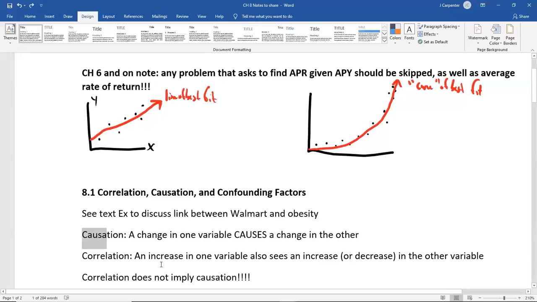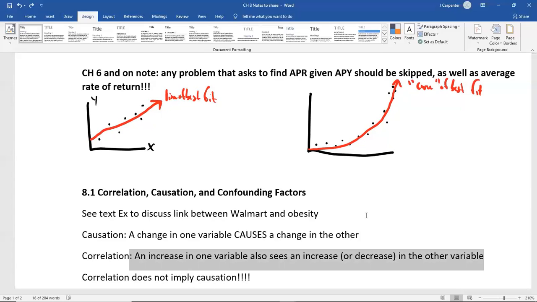Correlation. An increase in one variable also sees an increase or decrease in the other variable. Now this one is very interesting, and at first glance you might say, well, that's causation. It's not. An increase in one variable also sees, it doesn't say causes, it just says that you also happen to see something else increase or decrease consistently. It could be one thing goes up and the other thing goes up, or one thing goes up and the other thing goes down. What you want to see is that being consistent.